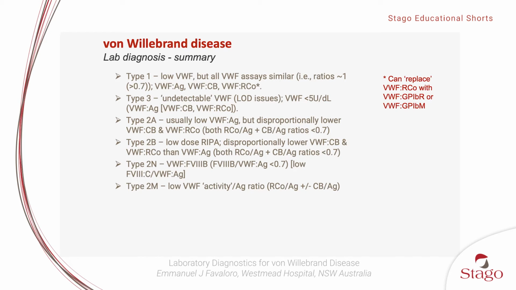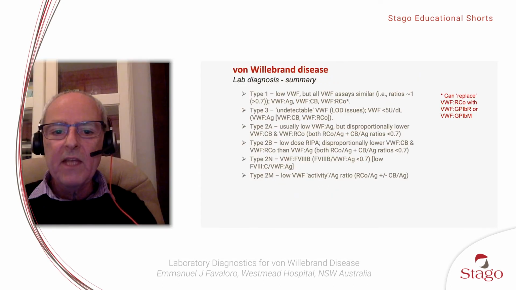is just showing you a summary of how one could diagnose von Willebrand disease by using the assays that I've briefly mentioned. So in type 1 von Willebrand disease, you expect to see a low level of von Willebrand factor, but all the von Willebrand factor assays provide similar results. So if you take a ratio of any assay over another, and we usually take a ratio of activity assay to the antigen, then that ratio will be greater than 0.7. And you can replace ristocetin cofactor with any of the modern alternatives, such as glycoprotein 1bR or glycoprotein 1bM.